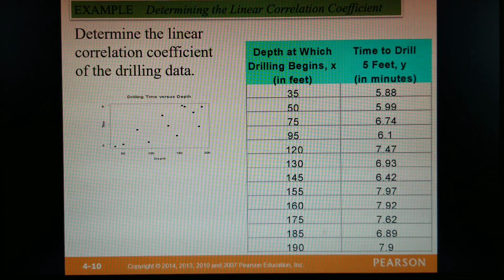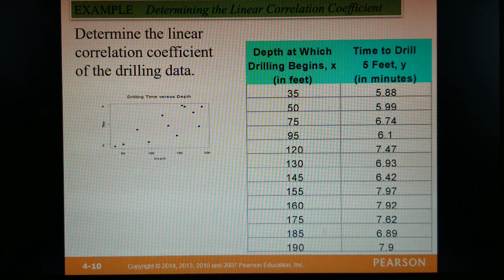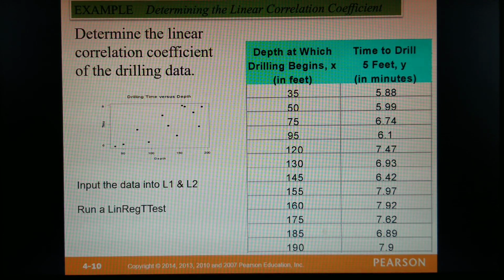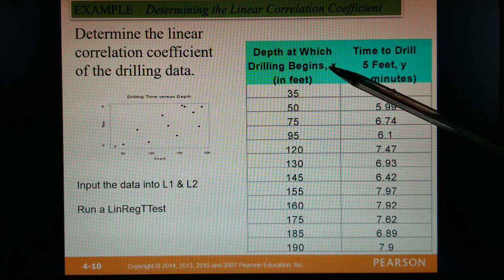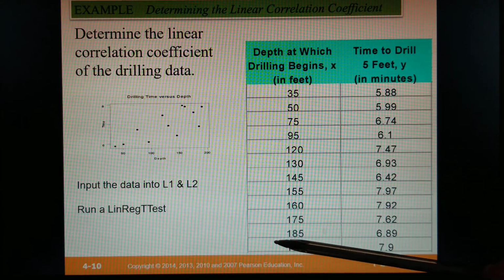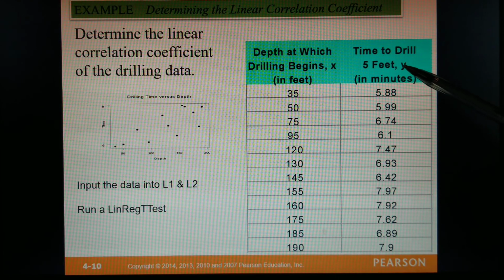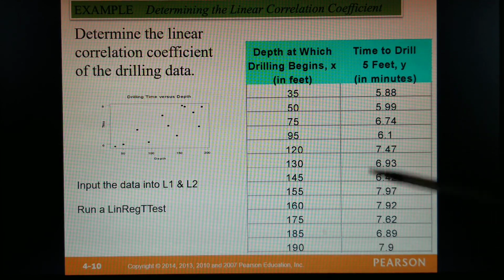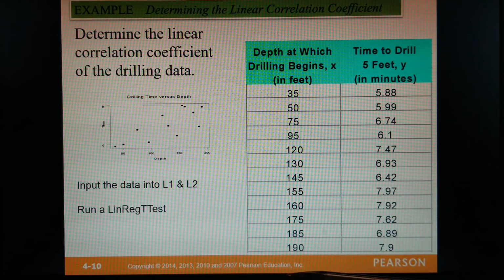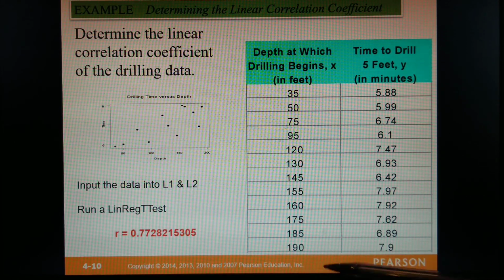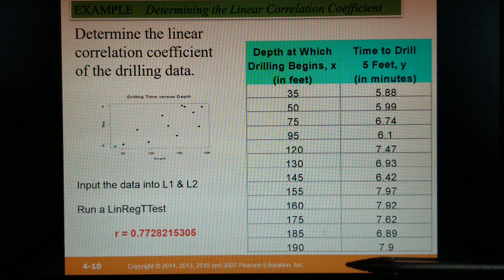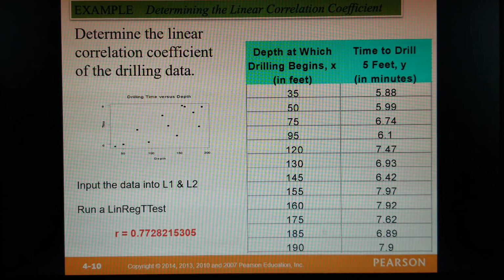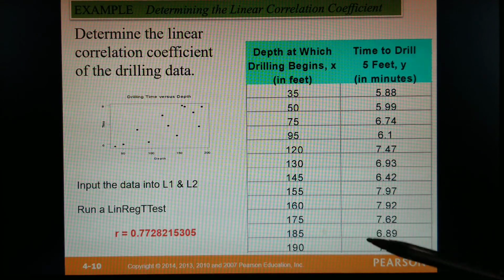So we're going to go to stat, move over to test, and down arrow all the way to where you see line reg t-test. When you run that test, make sure that your x's, in L1, are your independent variable, and your y's, in L2, are your dependent variable, the response variable. You will always run it with a not equals. An advanced stats class would do a greater than or possibly a less than, but ours will always be the not equal to test.